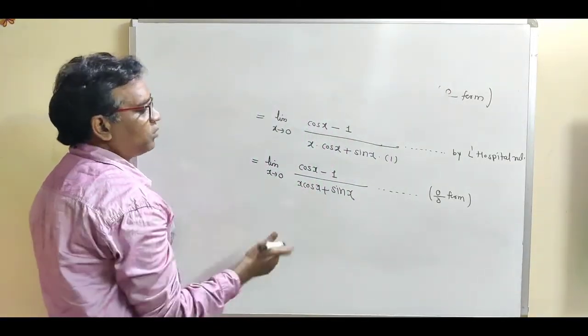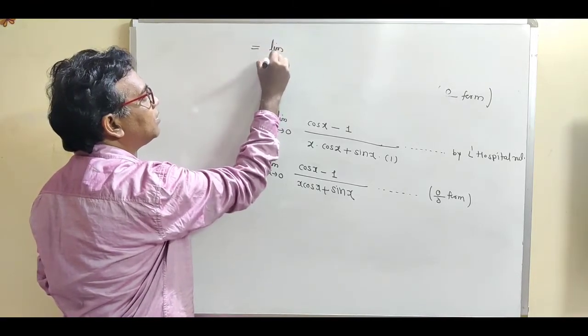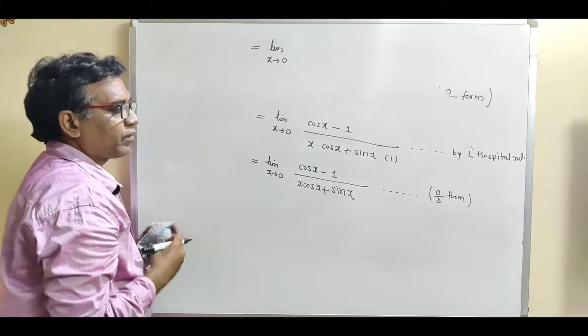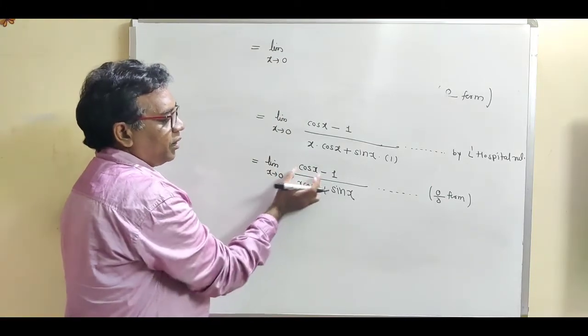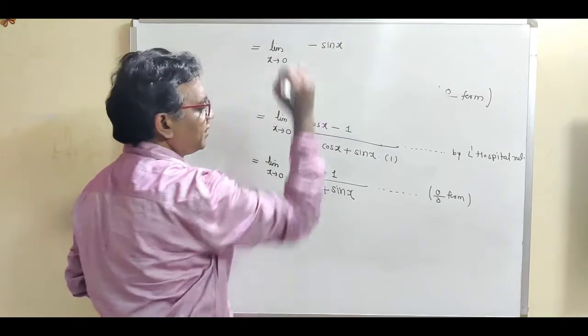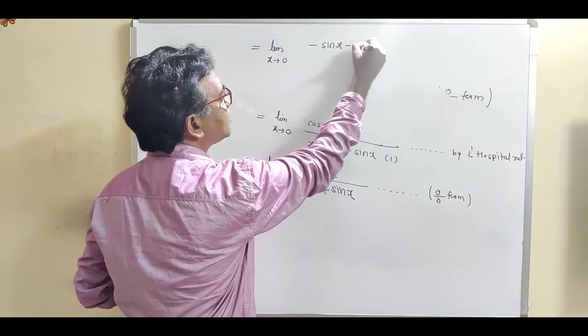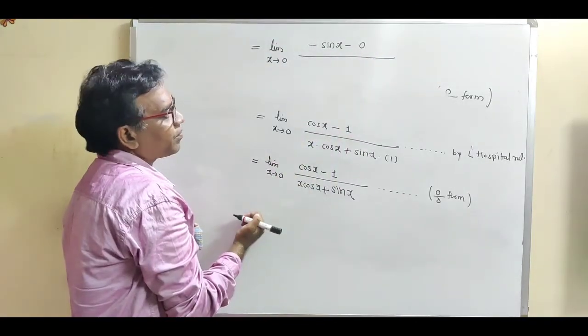So we get the same form 0 by 0. So again apply the L'Hopital rule. So this is limit x tends to 0. So again same thing, take the separate derivative. Derivative of cos x is minus sin x, minus derivative of the constant number 1, it is 0.